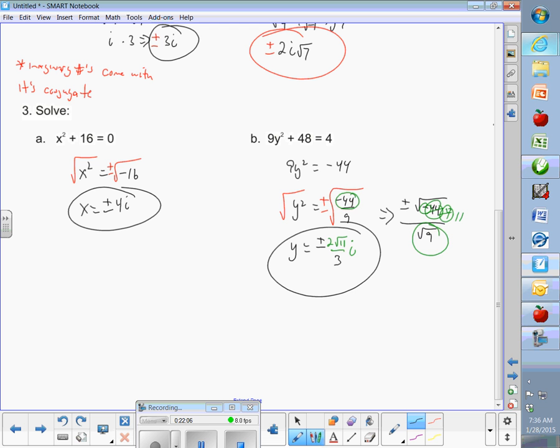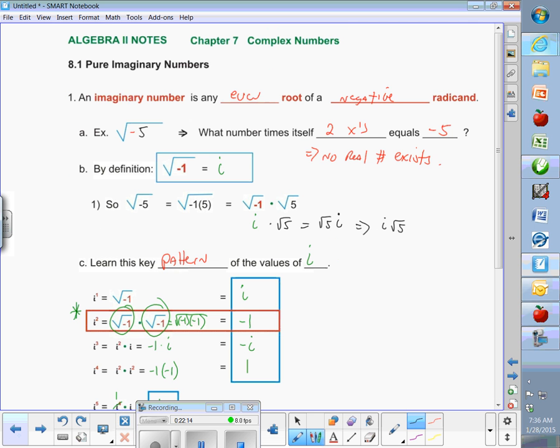All right. Some work tonight, or tomorrow night, hopefully, to allow you to understand and assimilate this. So let me go back and recap here real quickly. What are imaginary numbers? It's when you have an even root of a negative radicand. So the square root of negative 1 is i, imaginary number.